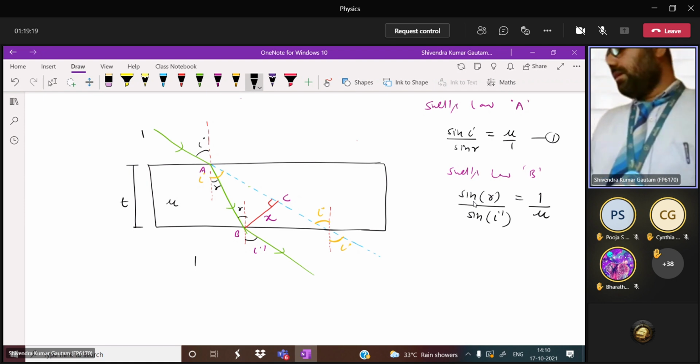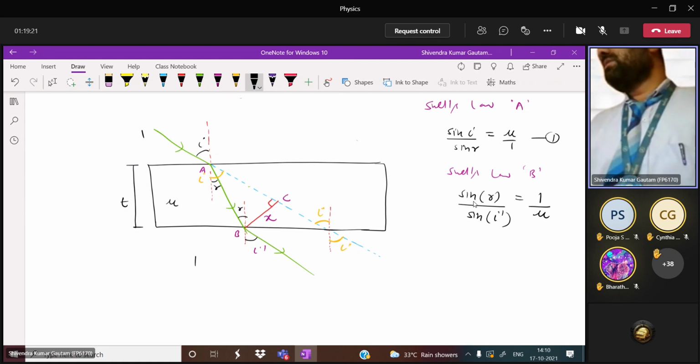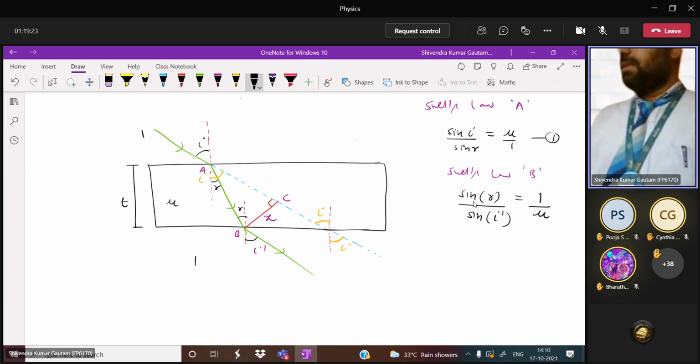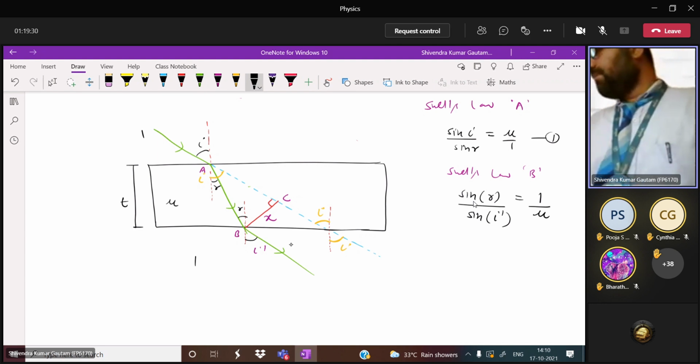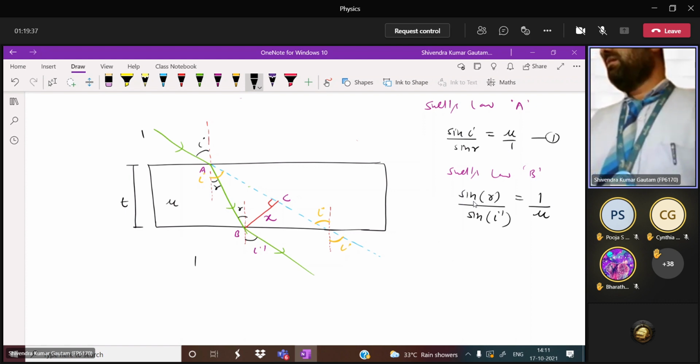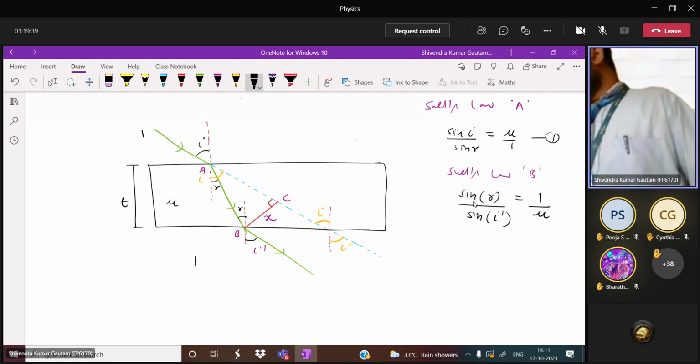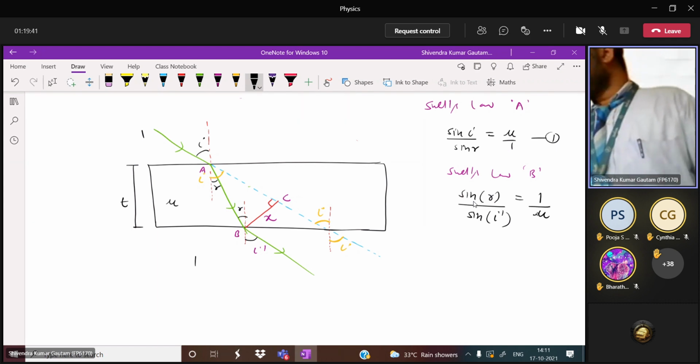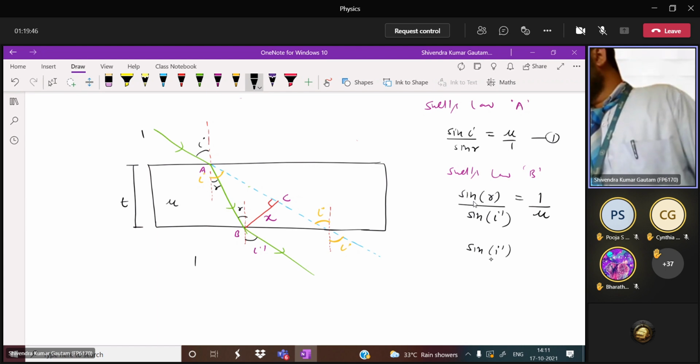You are applying Snell's law at B point. You have seen the ray going from denser to rarer, so we take the refractive index of the second medium by the first medium. That is how you should apply Snell's law: sin i by sin r everywhere, not mu by 1 or 1 by mu. Now if I take the reciprocal of this equation, what will I get? Sin i dash by sin r equals mu by 1, equation number 2.